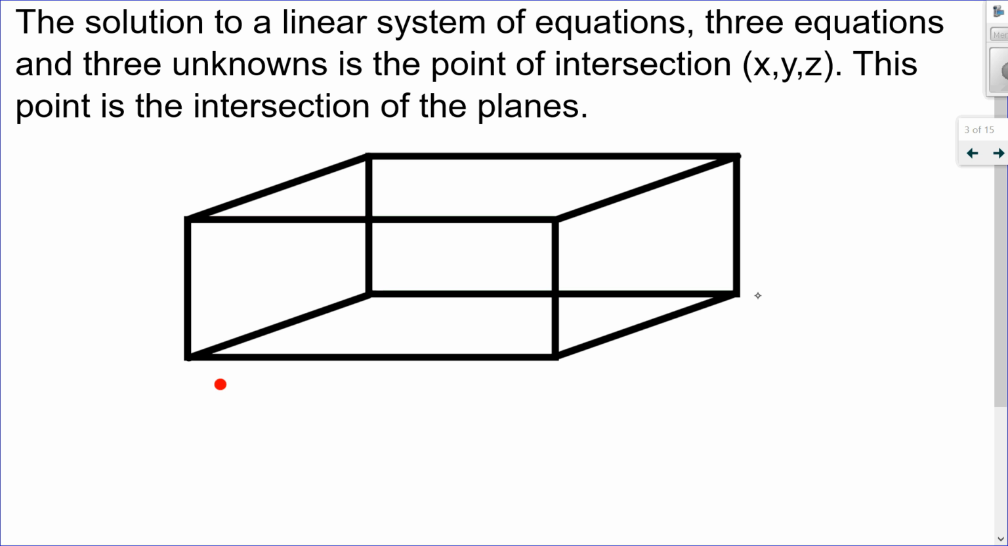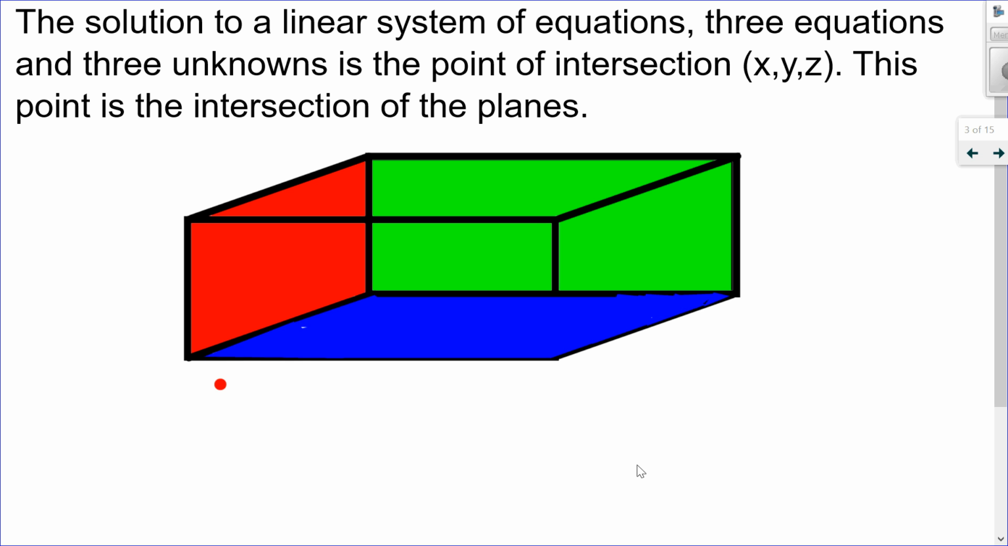It's kind of like I want you to imagine a room in your house or your bedroom, and you have two walls. So you have a wall here, and you have a wall here, and then you have a floor. So where these two walls and the floor all meet would be the solution. So the solution would actually be that point there, X, Y, and Z. So it's still a point of intersection, but it's a point that's common to all three planes.